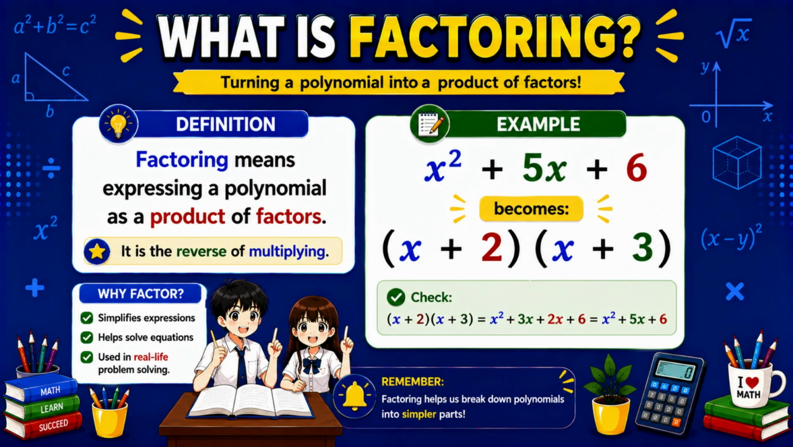Factoring is the reverse process of multiplication. Instead of expanding factors to get a polynomial, we start with a polynomial and rewrite it as a product of factors. Our first step is often to look for a common factor.